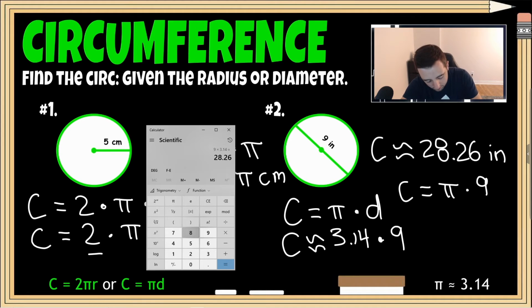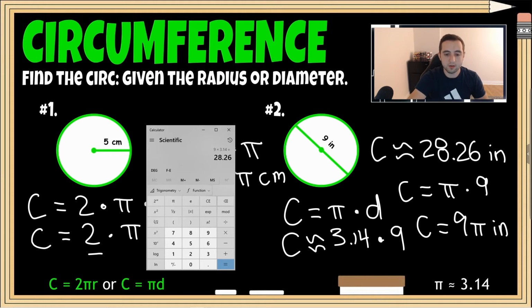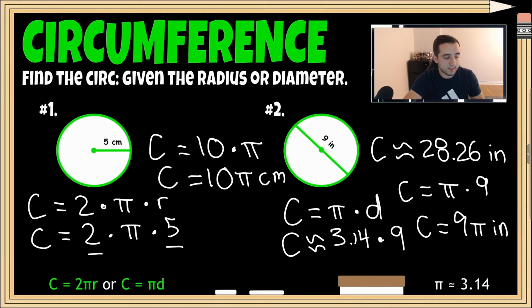And if I just flipped it around the other way, because we always write the number in front of the pi symbol, so circumference equals 9 pi inches. And that's our answer, leaving it in terms of pi. Okay, that's it for the first two.